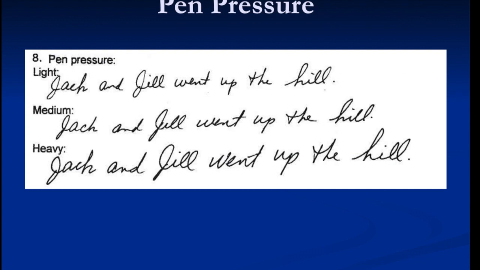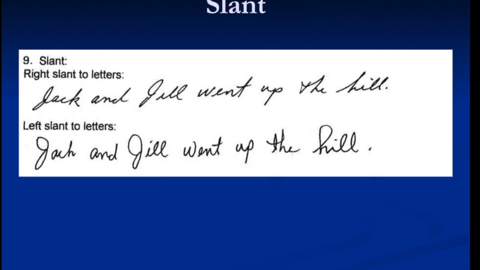Pen pressure. Are you writing heavy or light with your pen? Slant. A lot of times, are you right-handed? Are you left-handed? That's kind of a big deal, clearly. Also, when people try to disguise their writing, they somehow sometimes hide their slant, or their slant gives them away.